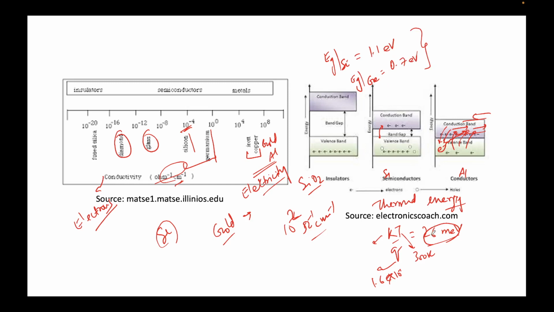So now I told you that to go from parking to highway, you need some energy. The energy available is 26 milli electron volts. How much energy do you need? You need 1.1 electron volts. How is it possible? You only have 26 milli electron volts, but you need 1.1 eV. Then how does an electron in silicon at room temperature conduct? How does the electron leave the valence band and go into the conduction band? Can somebody tell? What's happening here? The only energy available is 26 milli electron volts, but required is 1.1 eV. What's happening?